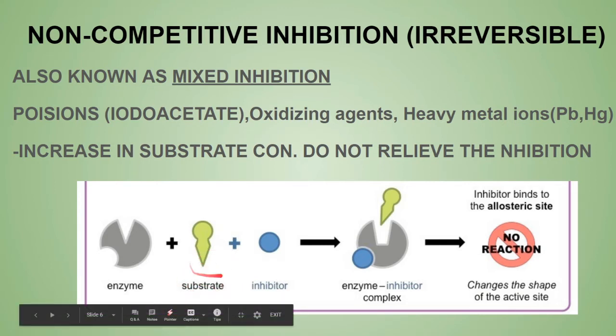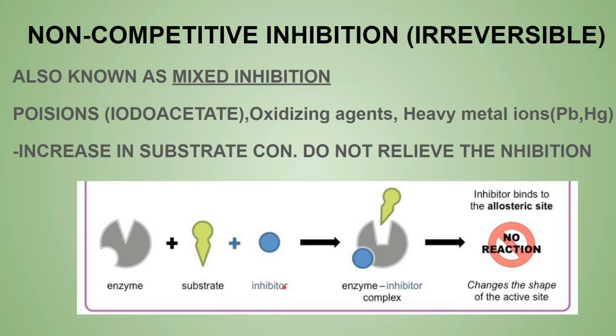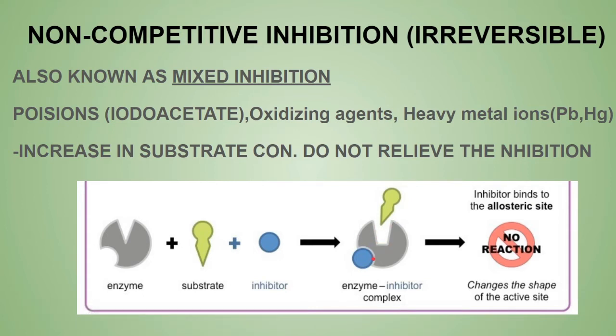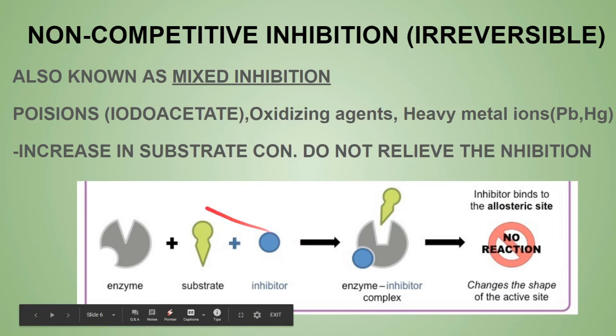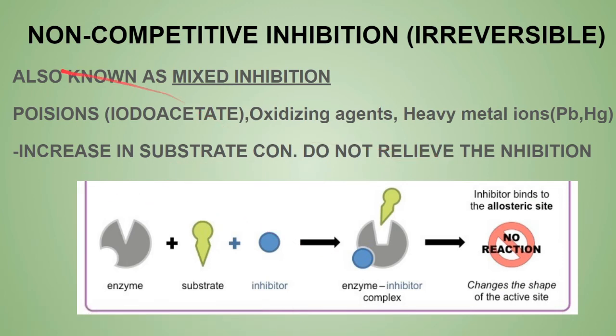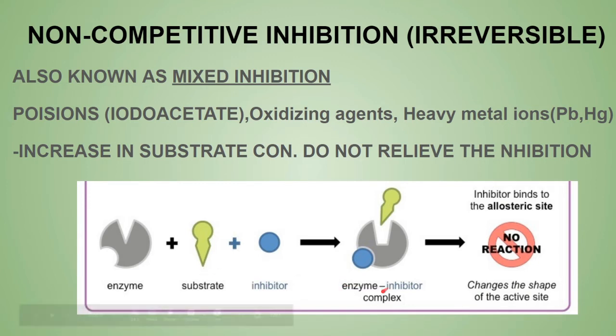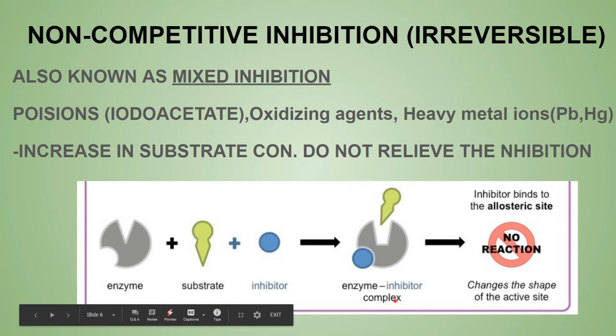As you can see, they both have different structures, and so the inhibitor binds to a location different from the activation site or the binding site of the enzyme for the substrate, and so we can say that an increase in substrate concentration does not relieve non-competitive inhibition. Why? Because the inhibitor is not a structural analog of the substrate, and it can bind to any other site of the enzyme and decrease the enzyme activity.